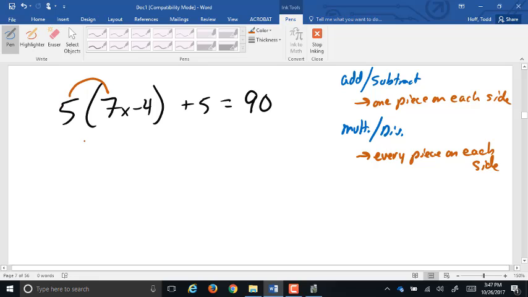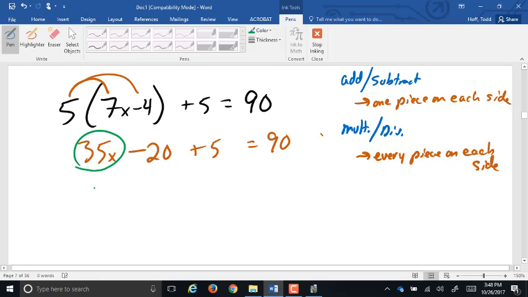So we get 5 times 7x is 35x, and 5 times negative 4, negative 20. Now we do still have the positive 5 here, and that equals 90 yet. Now there's some combining we can do. Anything to combine with the 35x? No. But we can combine our negative 20 and positive 5 to make negative 15.